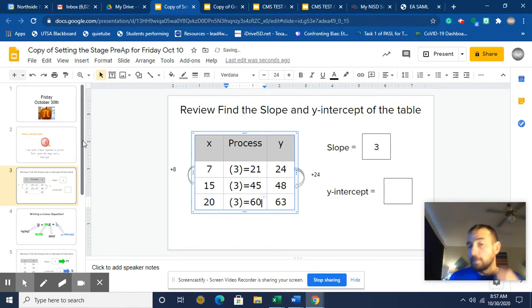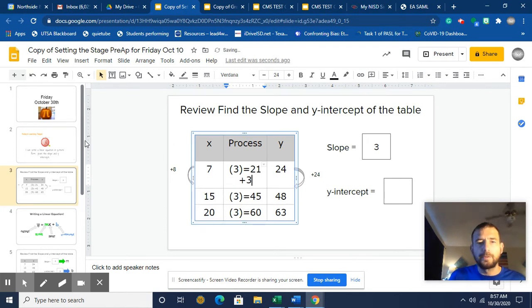What we spent time talking about with the y-intercept was, what do we notice that's the same about all of these processes, and what is the pattern we see? Well, I know that 21 is 3 less than 24. I see 45 is 3 less than 48. I see 60 is 3 less than 63. So for each of these, I need to make sure to make the y work. I need to add 3.